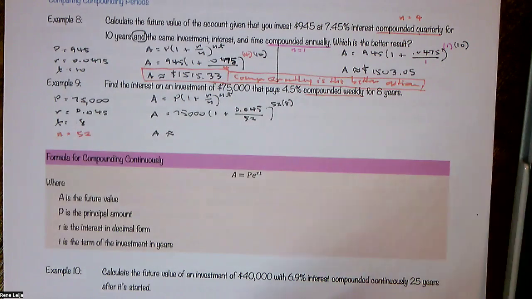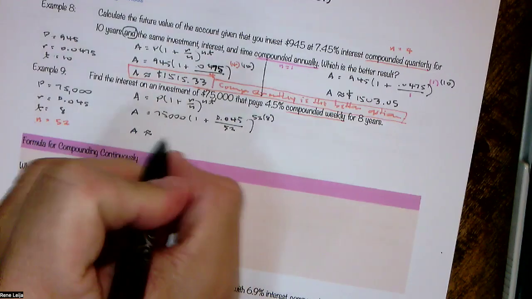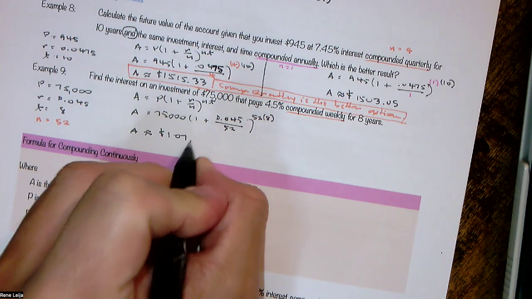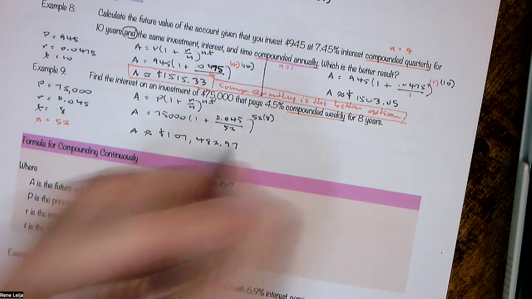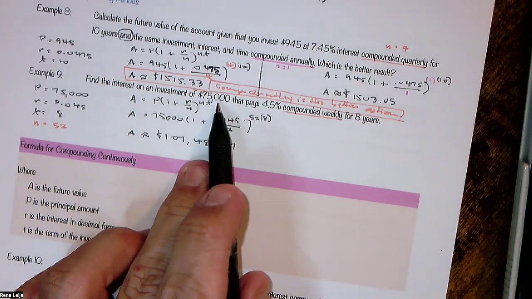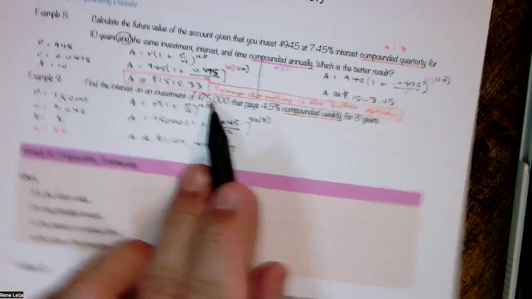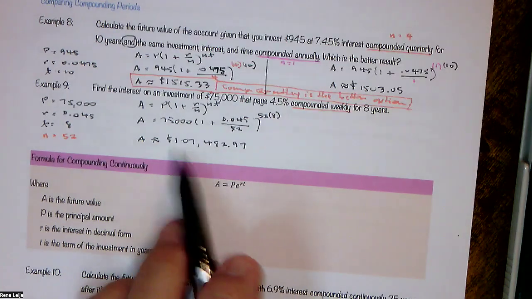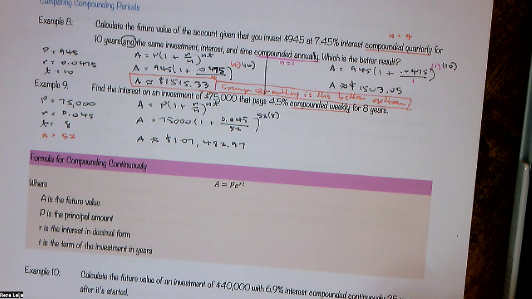All right, so that's our future value: $107,482.97. Okay, but that's not what they want. They want to know what is the interest. Well, we invested $75,000 and the future value at the end of the 8 years is going to get me $107,482.97.